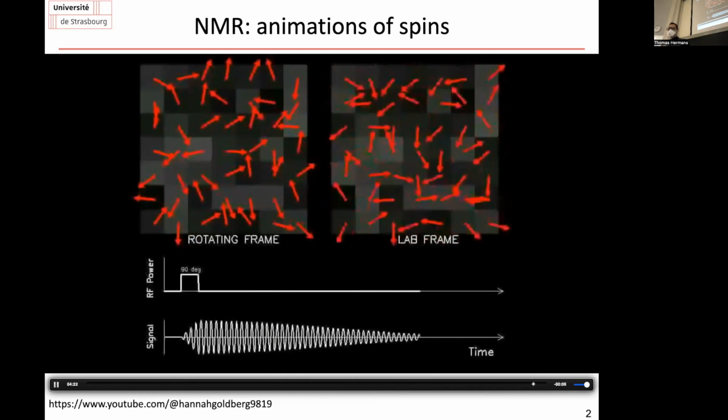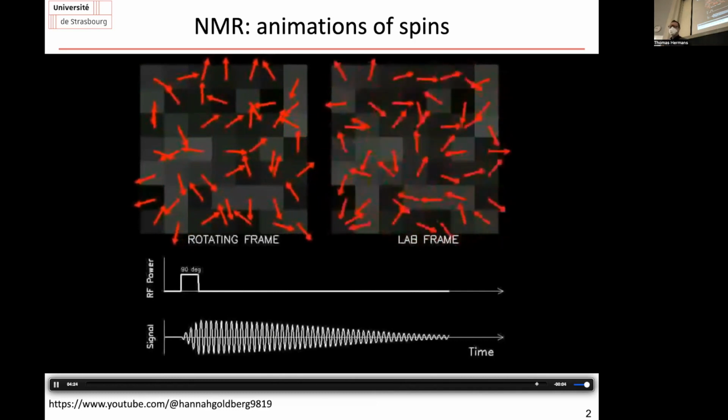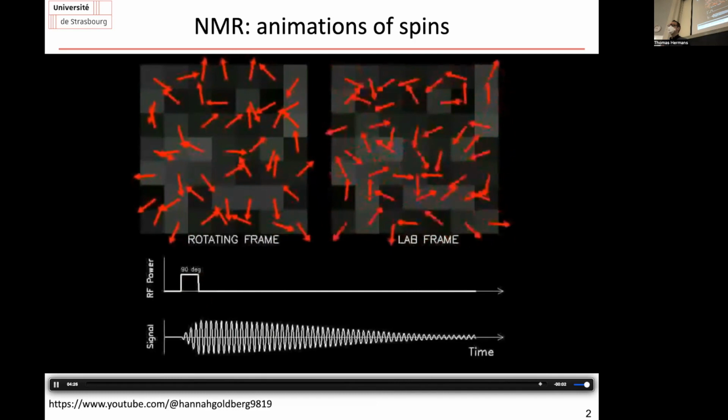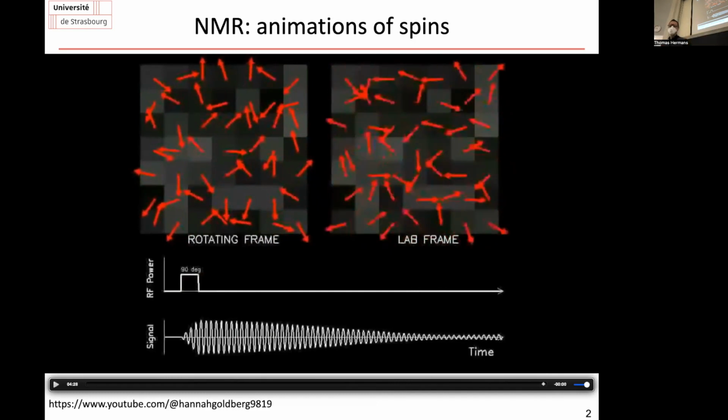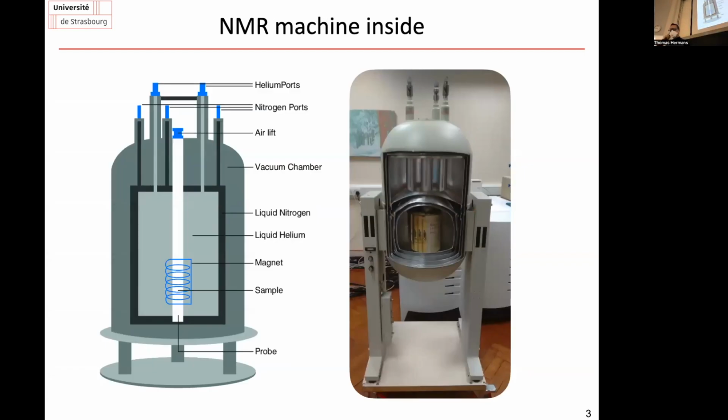Okay. So that's why we don't typically use the lab frame, because you go completely crazy if you look at this too long. Okay, that was just to remind you of the key principles.